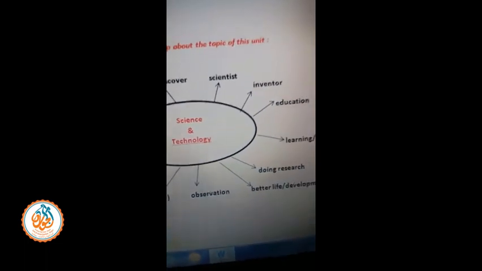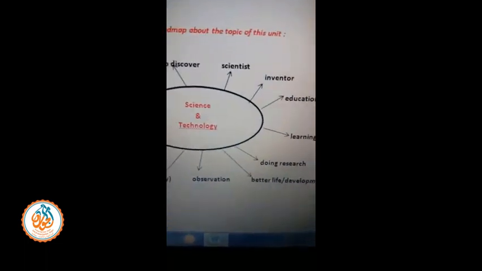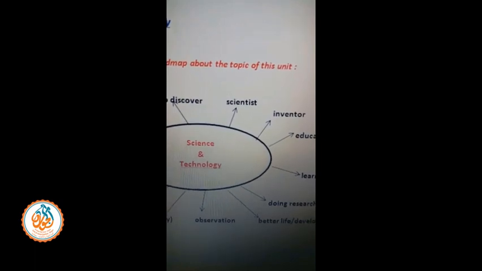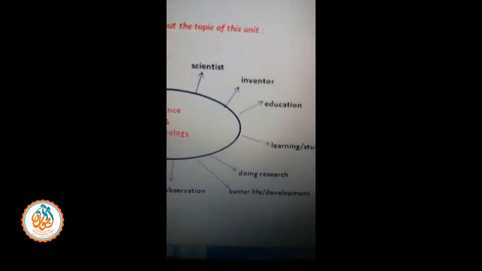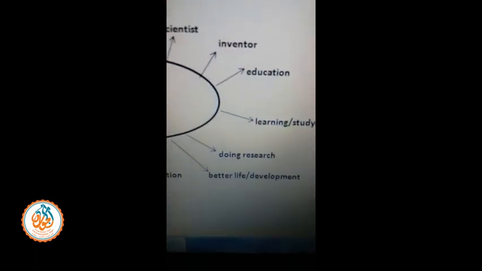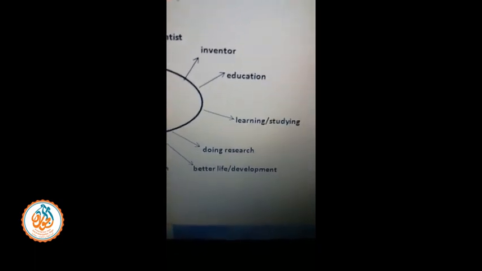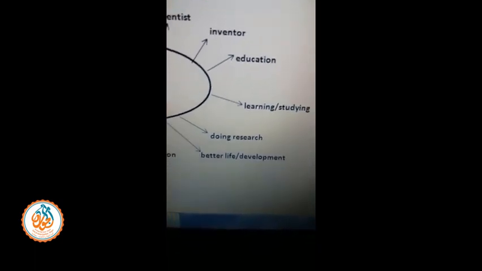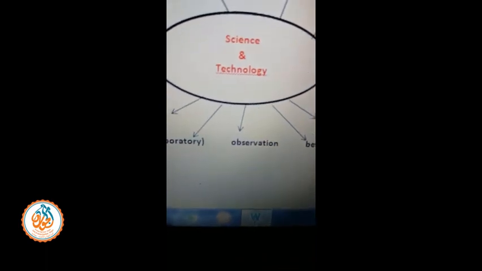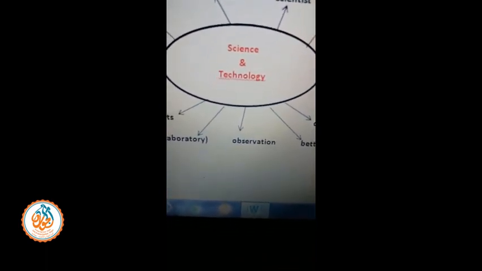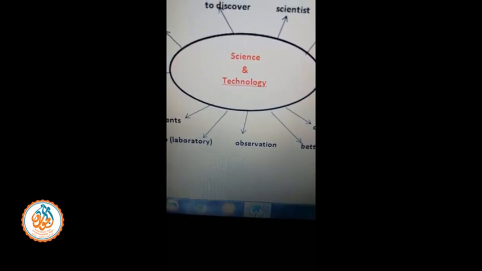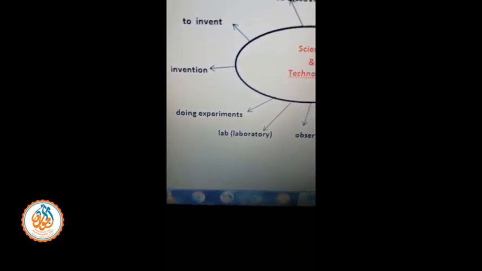For example, the person who practices science is a scientist. To be a scientist, of course, we need education. We need to learn, to study, to go to school. Scientists do a lot of research. They, of course, do a lot of observation. They observe things happening around them. They do a lot of experiments in the lab or the laboratory.